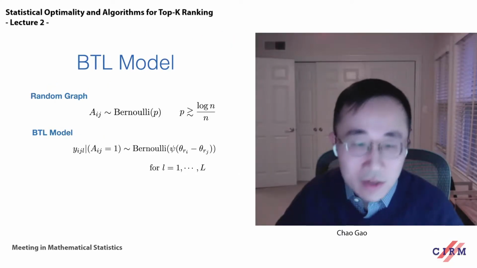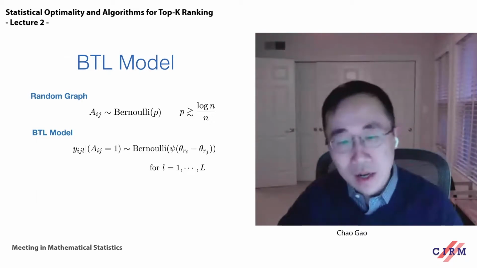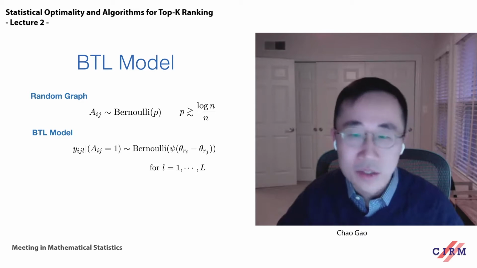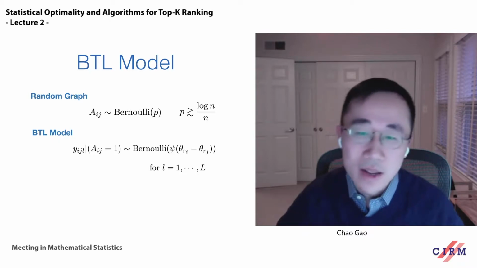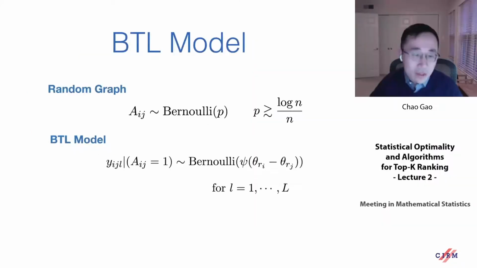Okay, so here what I would like to do is to decouple the skill parameter from the rank of the player. So I'm writing the skill parameter of the i-th player by theta sub r_i and the skill of the j-th player by theta sub r_j. In this way, the parameters have two components.